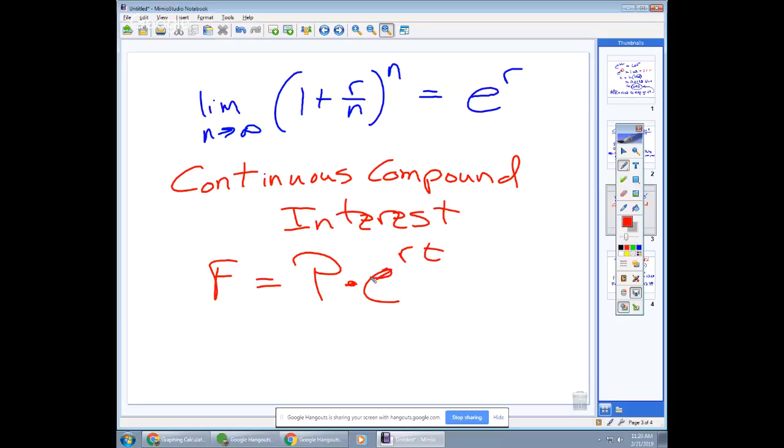So there's a couple of problems that ask about continuous compound interest versus getting interest every day or every minute. Those are the last two problems I wanted to do in section 8.